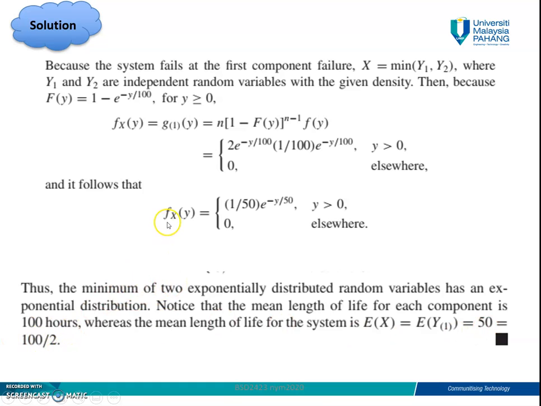Next, in the next video, we will discuss example 6.17. Try to understand this example and then do the exercise.